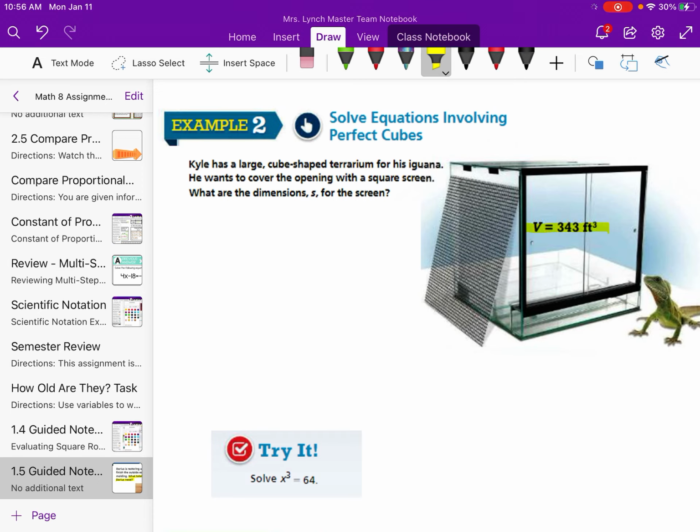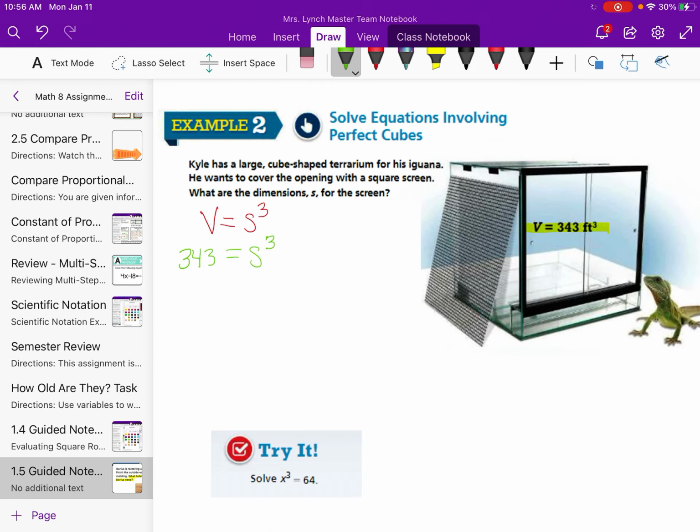But we also need to know what volume is. Volume is always length times width times height. But we're talking about a cube where every side length is the same, because it's just a bunch of squares put together. So volume is the same as side times side times side, in other words, S cubed. We're going to follow the same exact steps as we did for that last problem. We know the volume is 343 feet cubed, so instead of V, I'm going to put that number there.